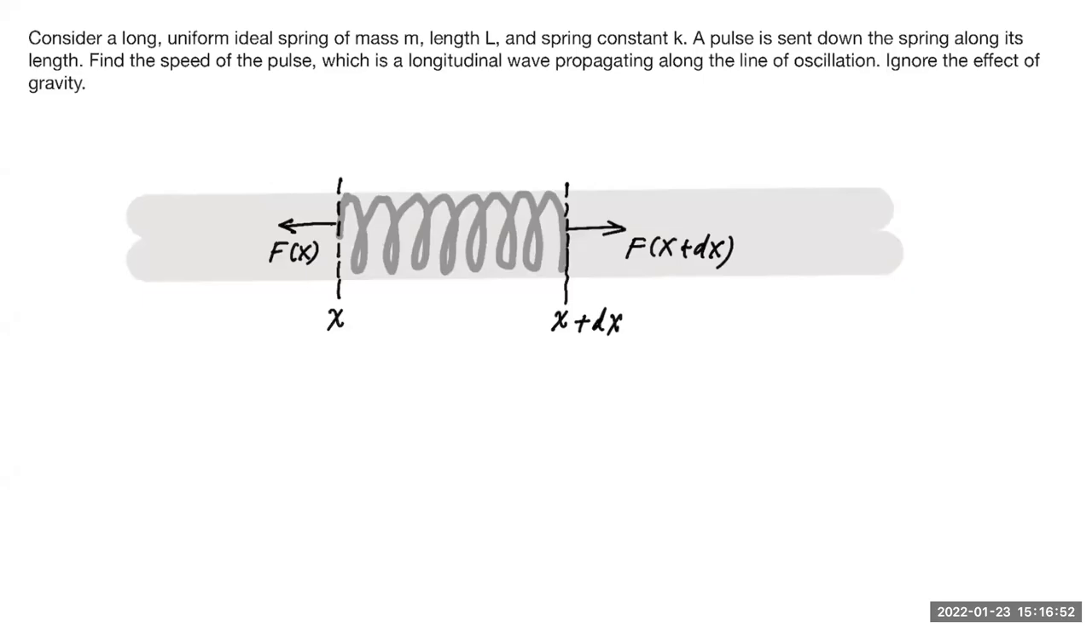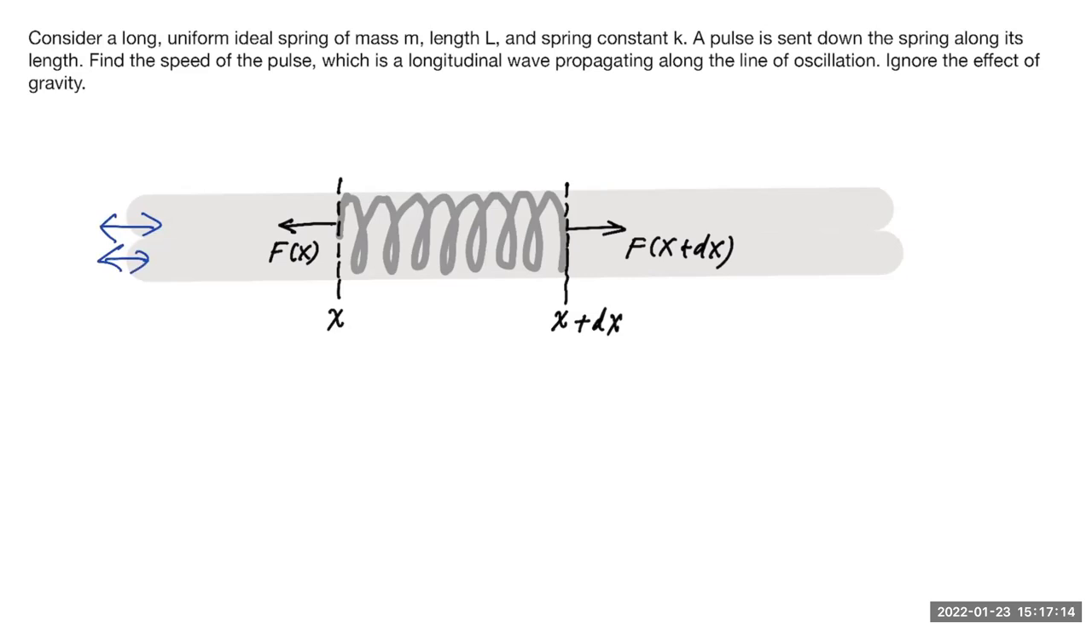So in this problem, we're going to examine the speed of the longitudinal wave that you send down a long uniform spring of length L and mass M. So I have a spring, and I grab one end of the spring, give it a shake like this, and I'm going to send the wave down.